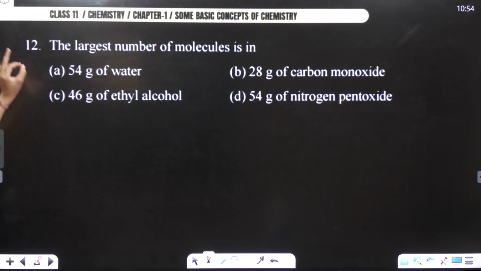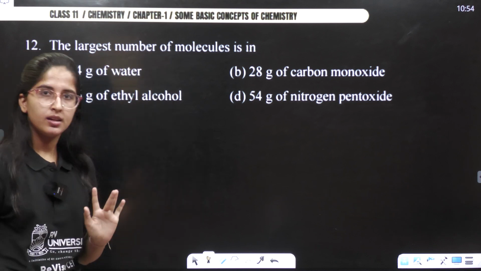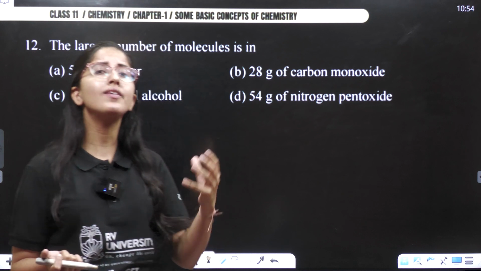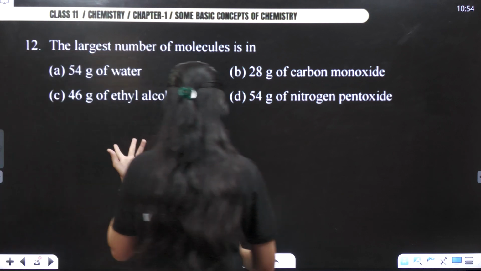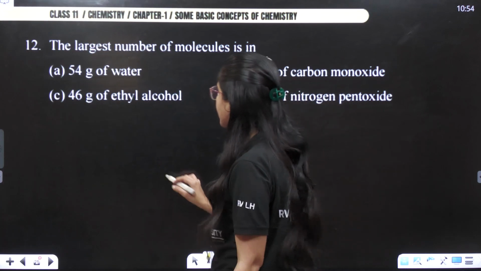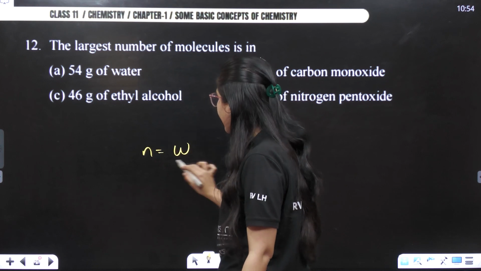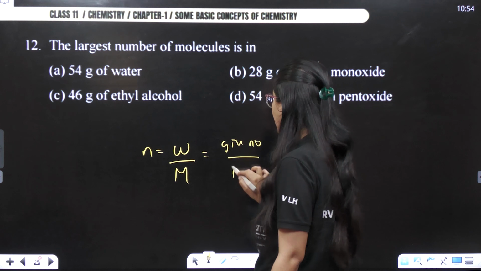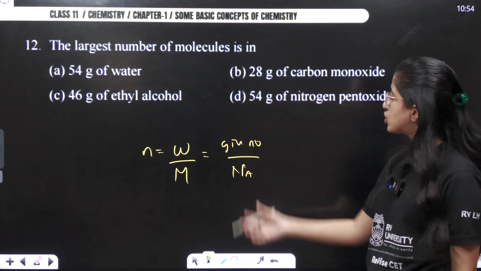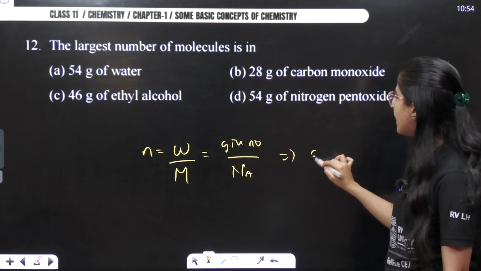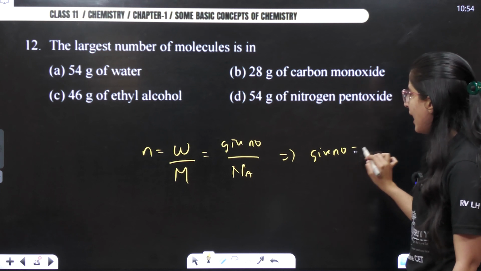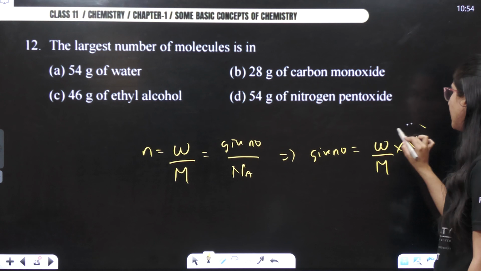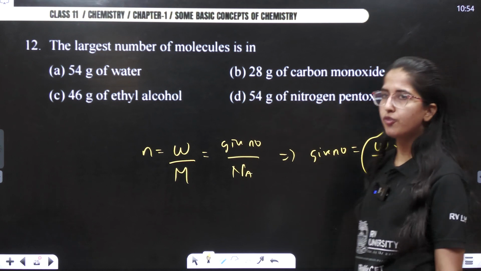Next question. The largest number of molecules is in. So they are asking about number of molecules. So how will you get number of molecules? The very simple equation, you already know that number of moles is equal to weight divided by molecular mass, or given number divided by Avogadro's number. So from here, can you get given number as weight divided by molecular mass into Avogadro's number? You have to just calculate for each of the following.